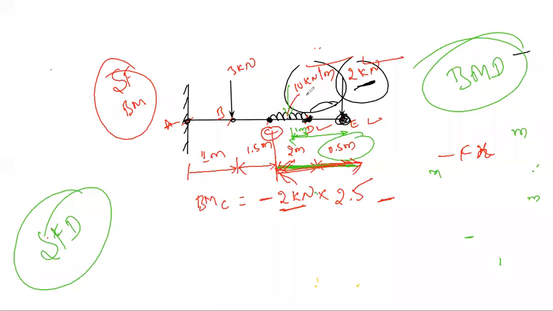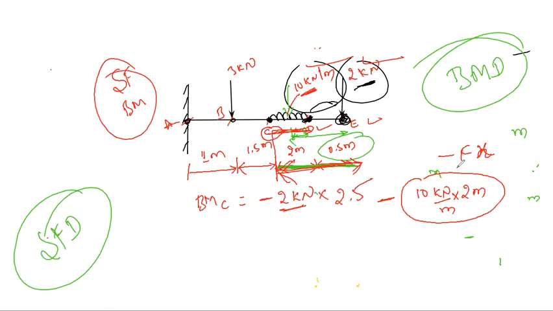We need to consider this force. This is UDL. First thing, whenever there is a UDL, you need to write the UDL load. After writing the UDL, what to do? Multiply it with what? What is the total length? What is the length of the UDL? 2 meter, right? Multiply this, and this UDL is converted into point load.